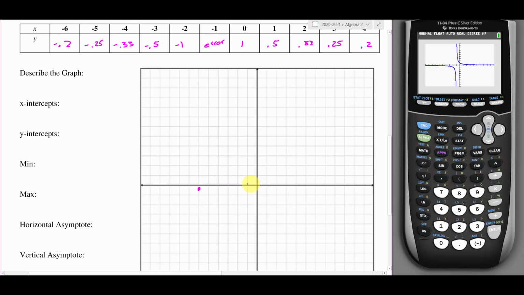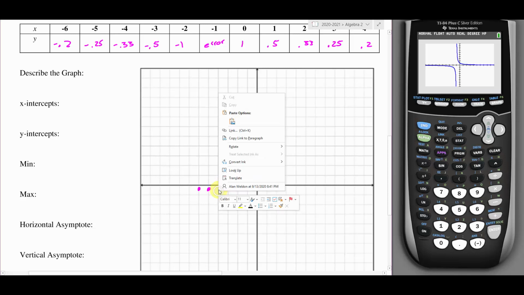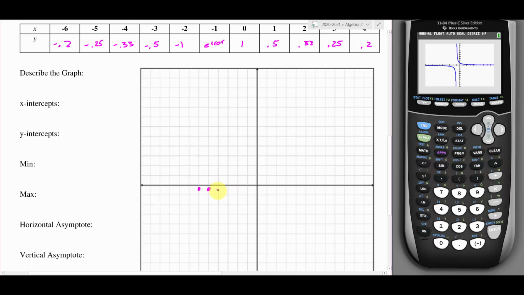The next one's going to be at -5, so I'm going to count left 5 and down 0.25. So almost at the same exact vertical placement, but just a little bit lower, right? And then at -4, we'll be at -0.33, so maybe just a little bit lower. Not too much. Again, I'm just eyeballing these. Doesn't have to be super exact.